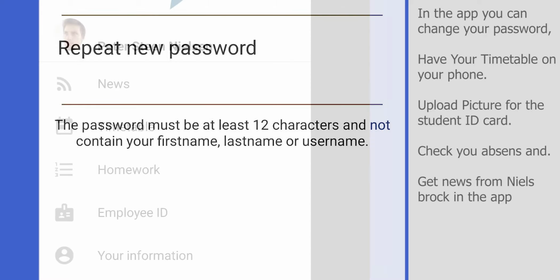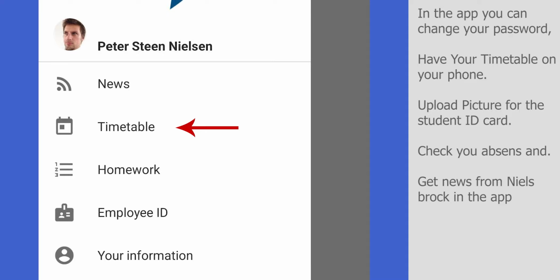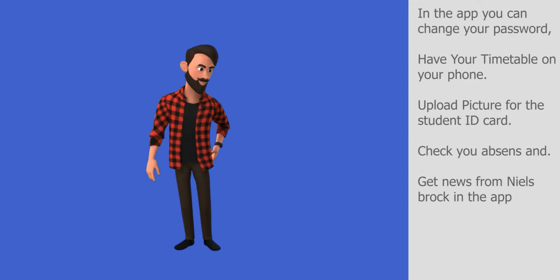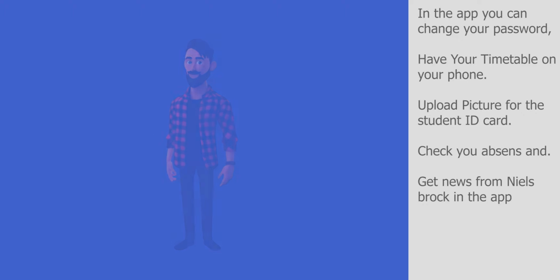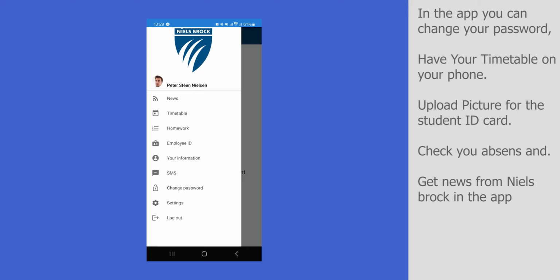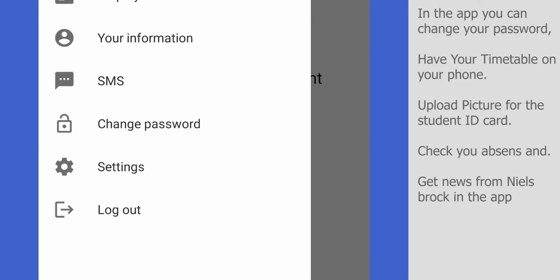You can also see your timetable here. You can see your homework. With that, you have all the functions of ums.brock.dk close by your phone. If you have changed your password to your account and you have difficulty logging into the app, or the app is not working properly, be sure to click down here on log out and then sign in again. That may help.